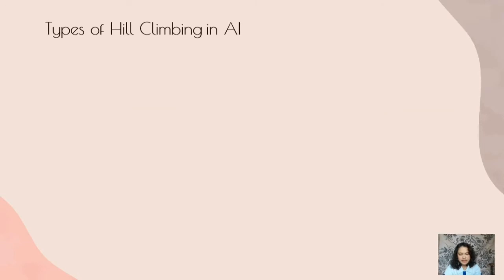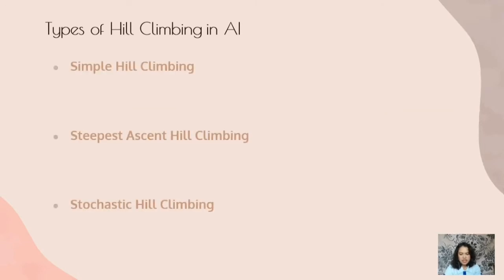So, types of hill climbing in artificial intelligence. There are three types of hill climbing. The first one is simple hill climbing. The second is steepest ascent hill climbing. And lastly is stochastic hill climbing.